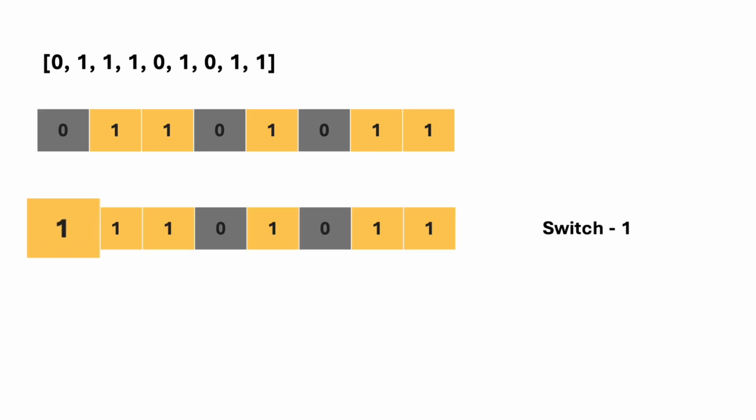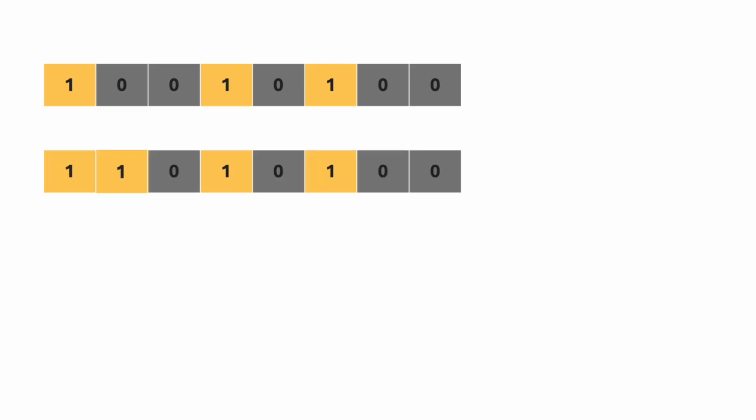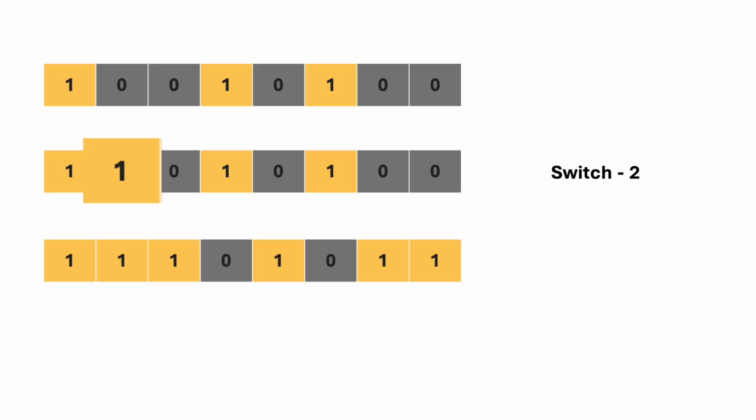Consider this array. The first element is 0, so we must press the switch. Now this bulb becomes on and all bulbs to the right flip their state. We keep track of how many switches we have pressed. Now the second element effectively becomes 0, so we press again. That's the second switch.